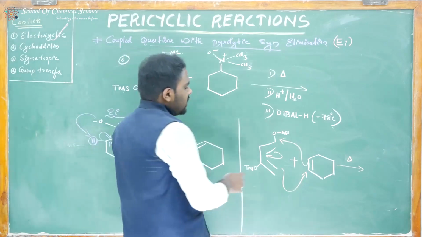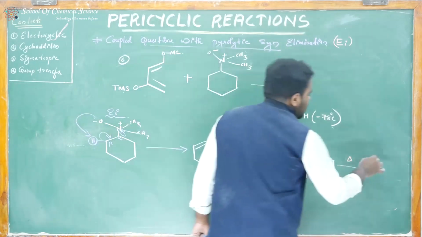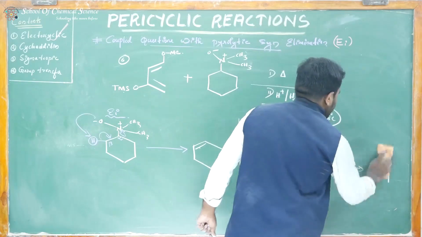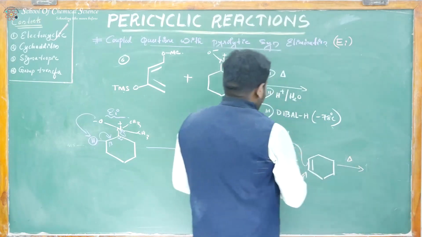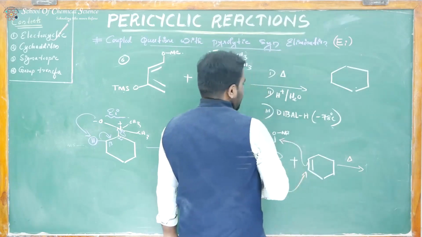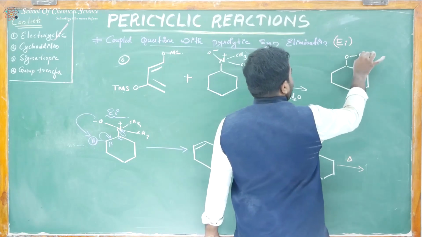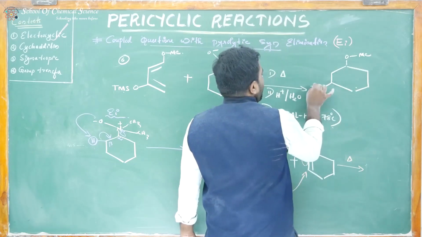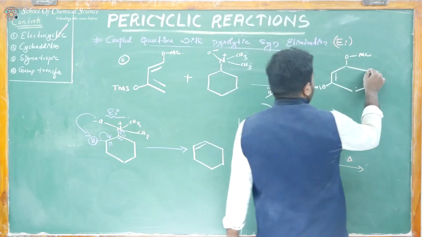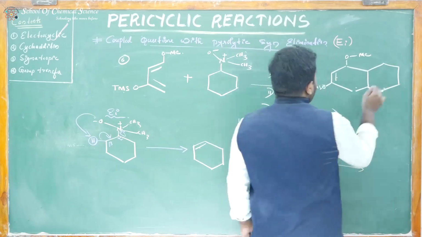Okay, so here 1, 2, 3, 4, 5, 6. A 6-membered ring is formed. Here an OMe is there, here an OTMS is there, and here a new pi bond is formed. Then the remaining portion of the ring.